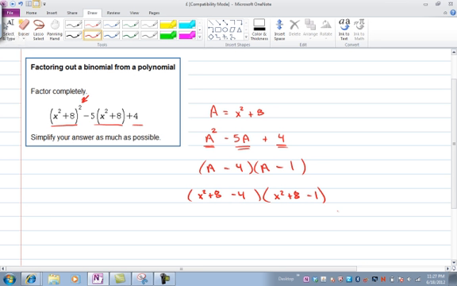And now we're able to simplify quite a bit further and say that that is equivalent to x squared plus 4 times x squared plus 7. And so there we have our final answer. That's the simplest we could get this. Notice x squared plus 4 doesn't factor over the real numbers, nor does x squared plus 7 with integers at any rate. So that completes that problem.